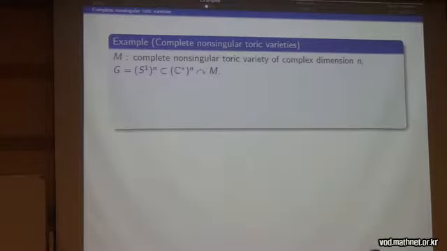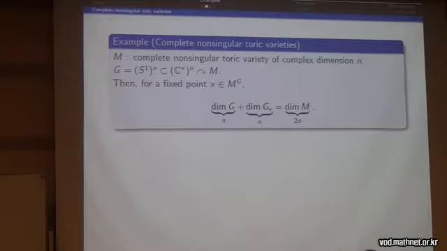Next example is complete non-singular toric varieties. Let M be a complete non-singular toric variety of complex dimension n. By definition, there is an n-dimensional algebraic torus action on M, and let G be the compact factor of (C*)^n. Since M is complete, there is a fixed point. At the fixed point, the dimension of G plus the dimension of G_x is equal to the dimension of M, because G_x is the whole G.